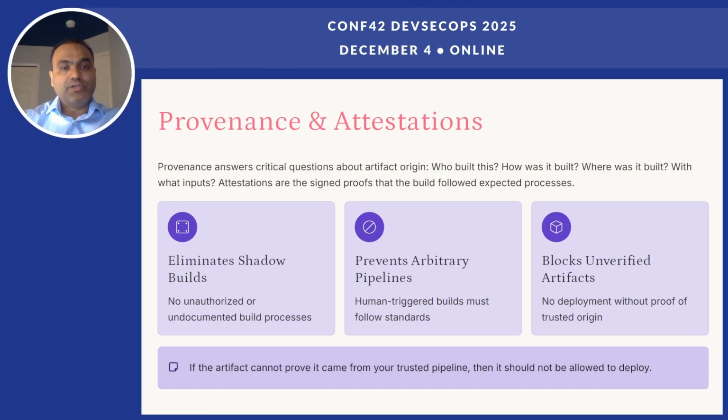Provenance answers the critical question: can we prove how this software was built? It's the full chain of custody of an artifact. Who built it? When was it built? What source code did it use? What pipeline executed it? And what environment did it run on? Attestations are simply the signed proof of this information. This stops attacks like someone inserting a malicious image into the registry, a developer pushing a local build by accident, or a compromised CI runner injecting something harmful. If provenance is missing or incorrect, the artifact should not be deployable. And that's not something a human should decide. It should be automated and enforced by the system.